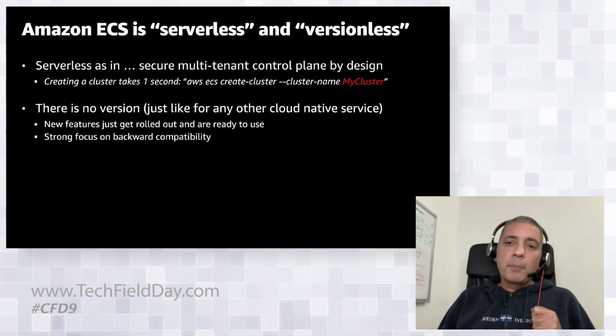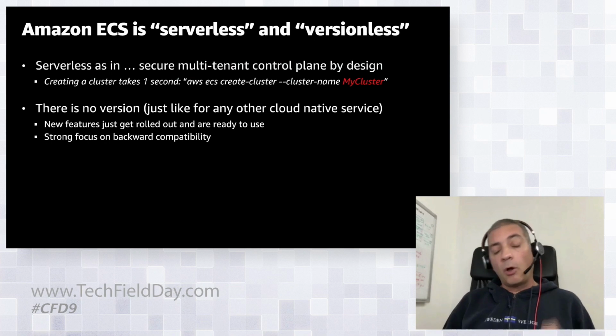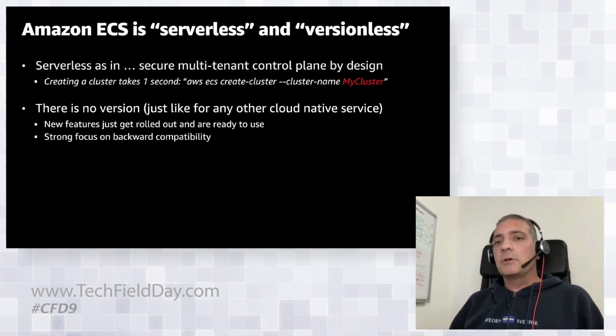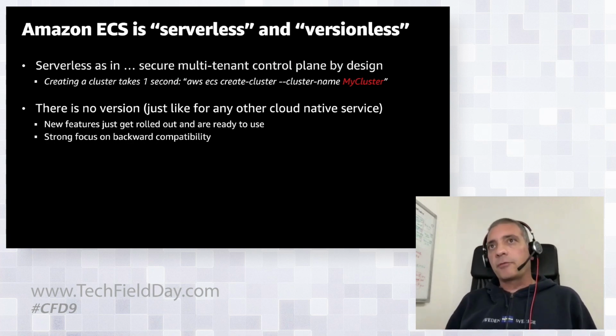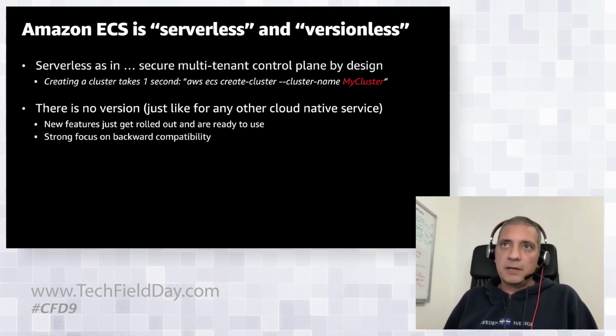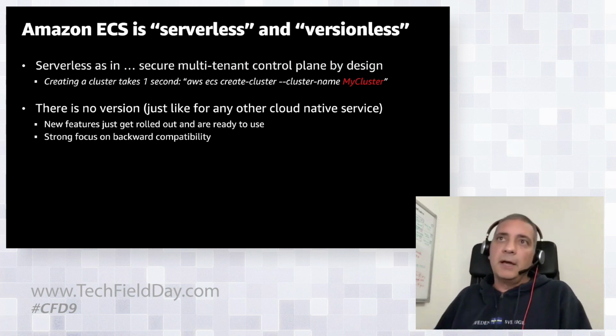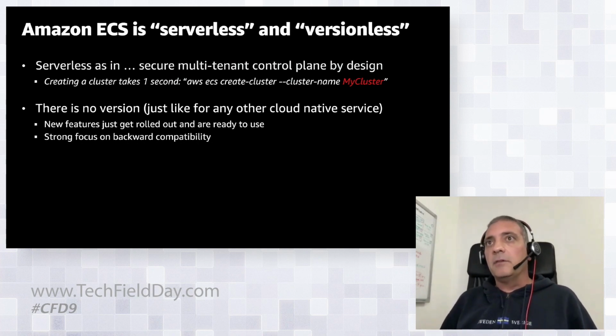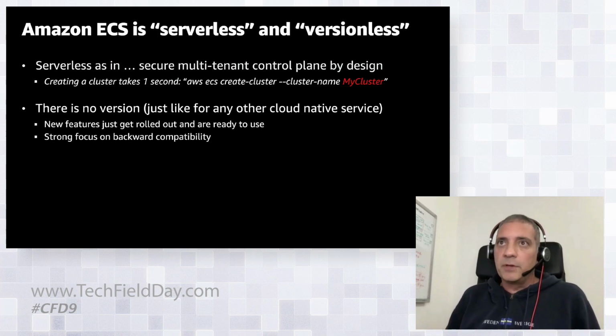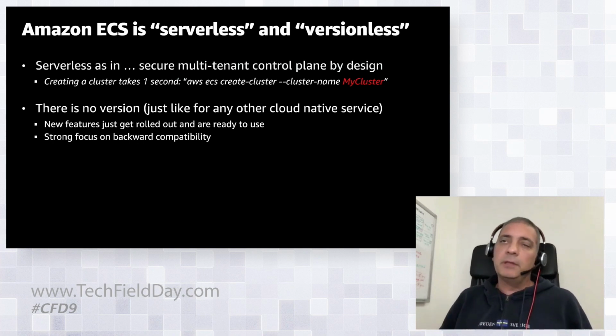Another thing that is probably even more important, I would argue way more important, is this notion of versionless. One of the problems when you take open source software and operationalize it on behalf of the customer is that it is not possible to hide the fact that it is a piece of software, and a piece of software has a version, right? So you have to move from one version to another to get new features. ECS, again, being cloud native and not being a piece of software, but being a service that we built from the ground up to be cloud native, doesn't have this notion of a version.